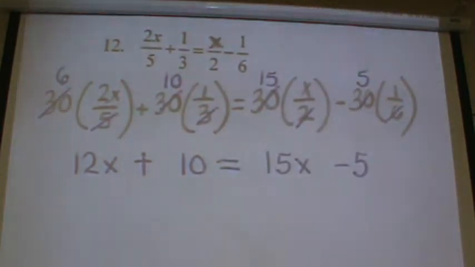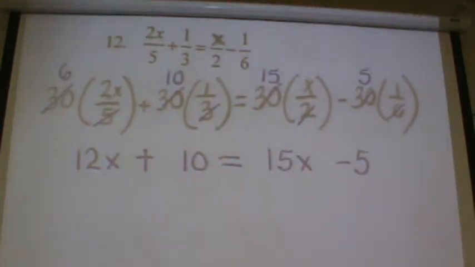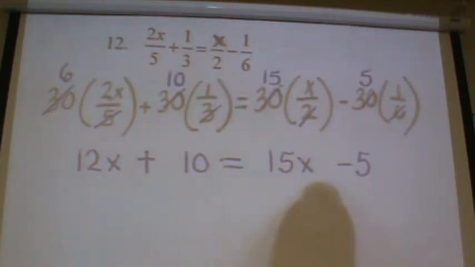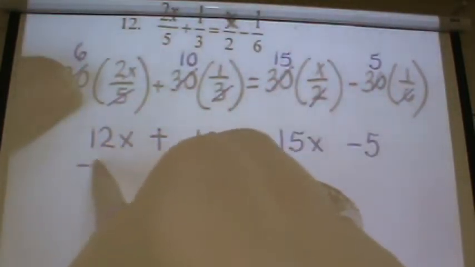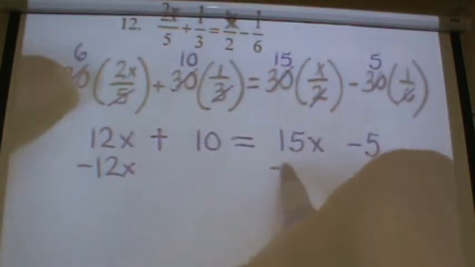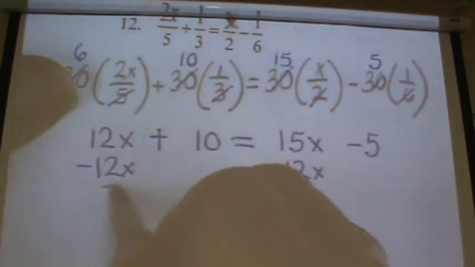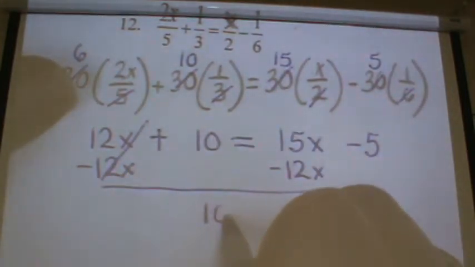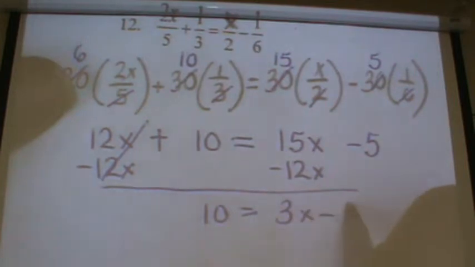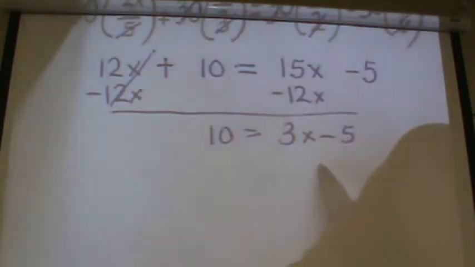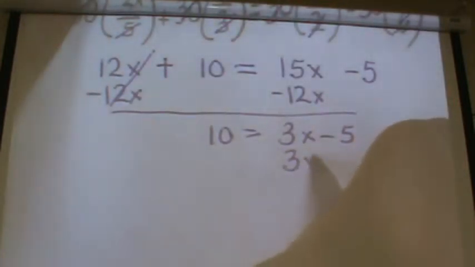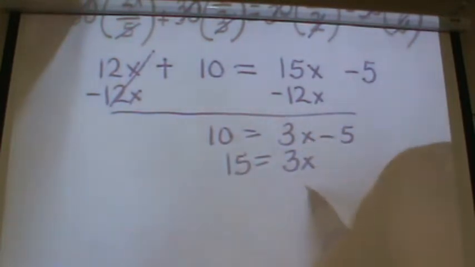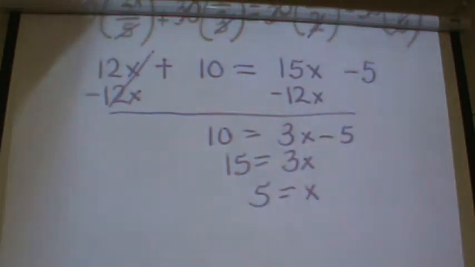What do you think you do now? Bring them over to one side. Bring the 0, bring this over here. Yeah. What do you get? 10 equals 3x minus 5. Add 5. What's 3x equal to? 15, that means x is 5.